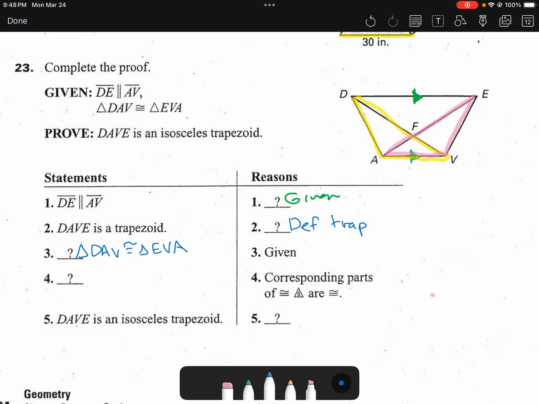Here's some other given. The yellow triangle and the pink triangle are congruent. Now, I know where we're going. Remember, we're trying to show this as isosceles, so you want those legs to be the same. If the yellow triangle and the pink triangle are congruent, then those 2 legs are congruent too. That's CPCTC. So that's an isosceles trapezoid by definition of isosceles trapezoid.